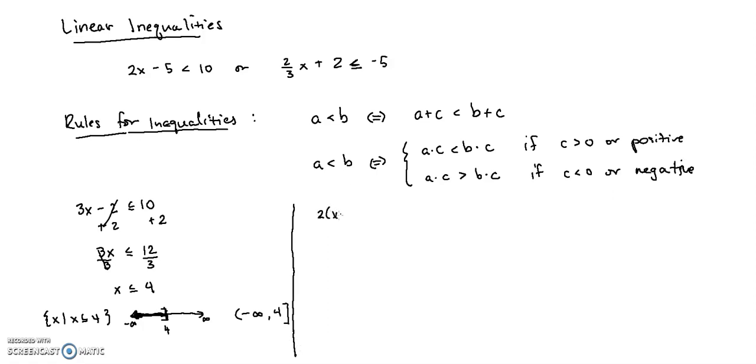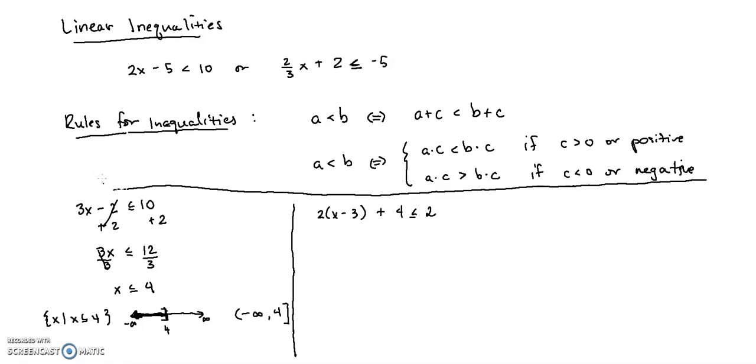Okay, next one. 2 times the quantity x minus 3, plus 4, less than or equal to 2. Okay, so this one, again, like a linear equation, we need to clean up the left-hand side before we do anything else. So we're going to distribute that 2. So I get 2x, 2 times x, minus 2 times 3 is 6. 2x minus 6 plus 4. Now we can group like terms, negative 6 and positive 4. Okay, again, be very careful you keep the signs with it.